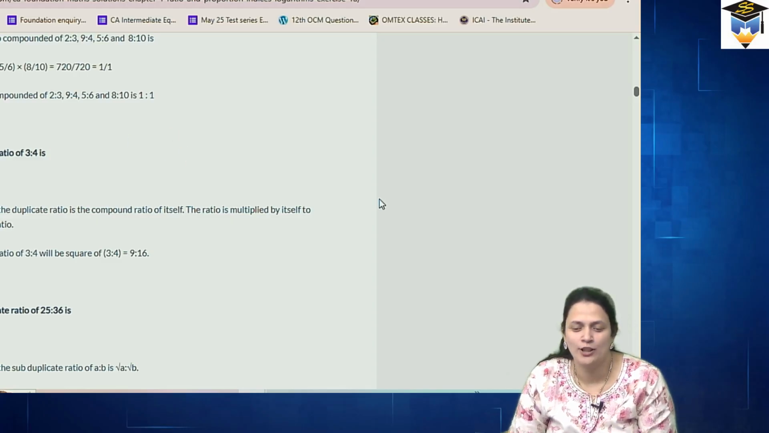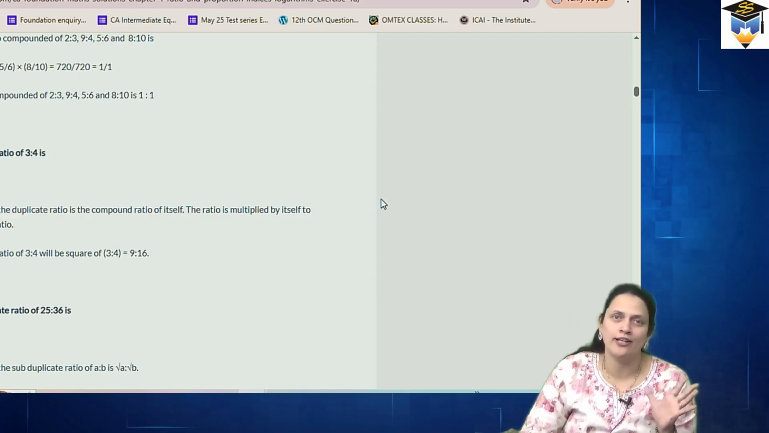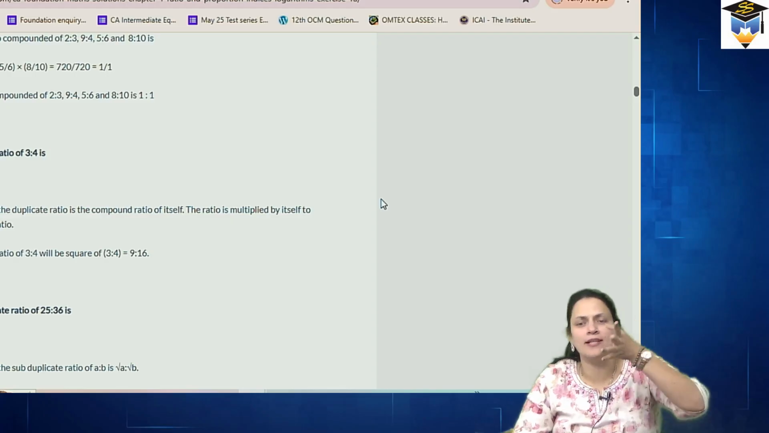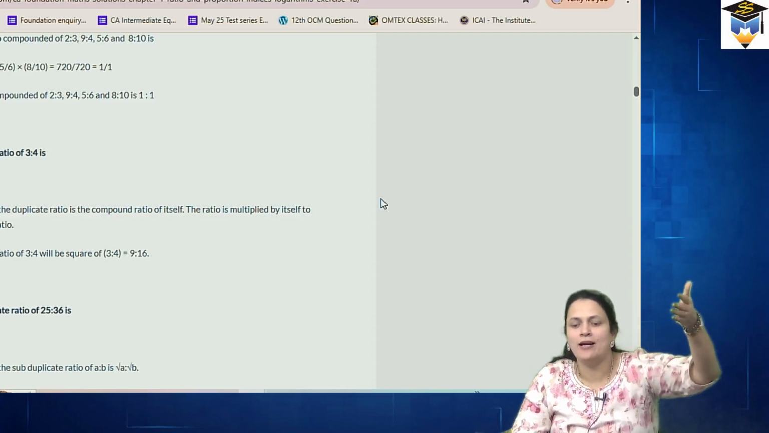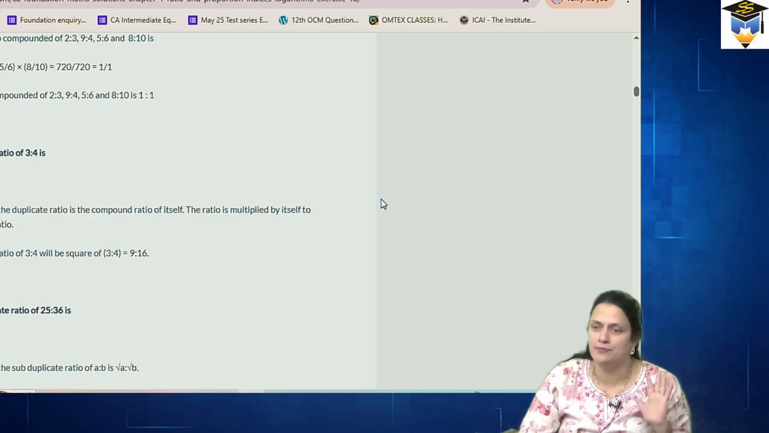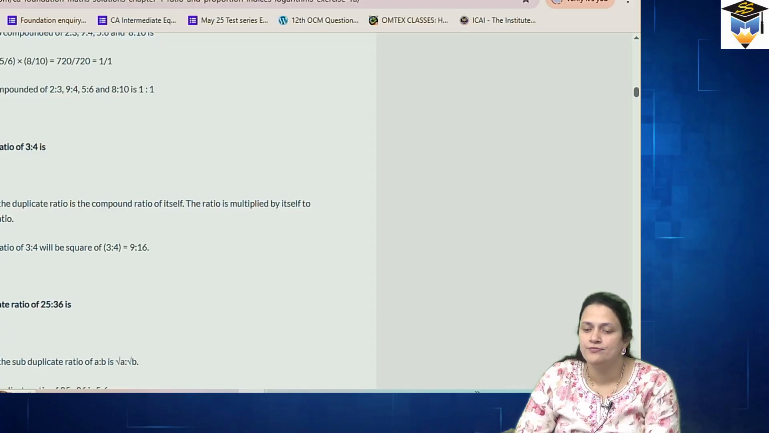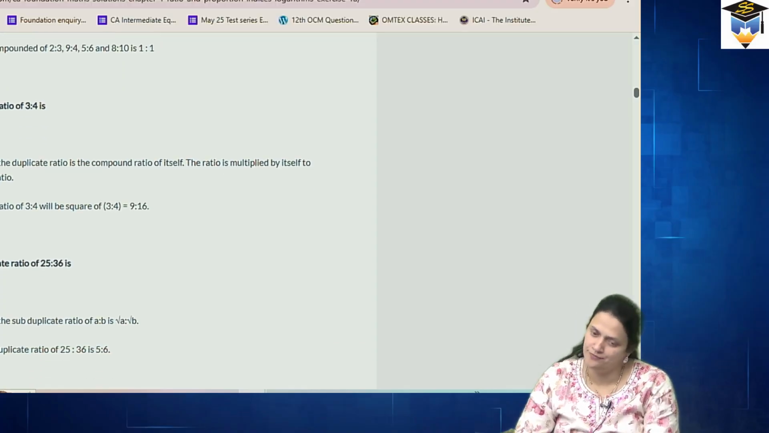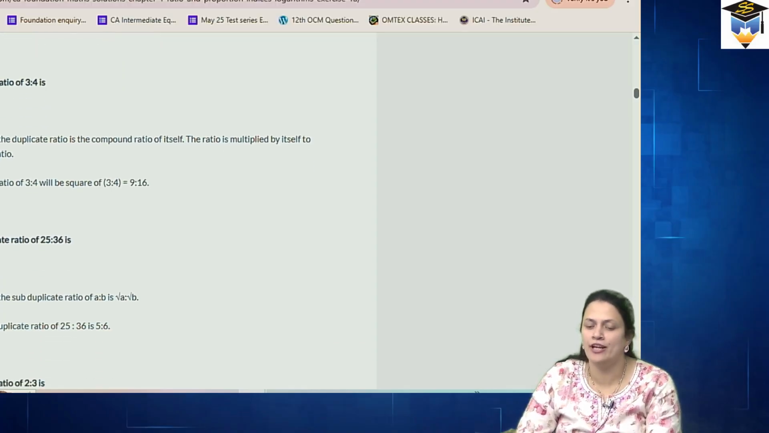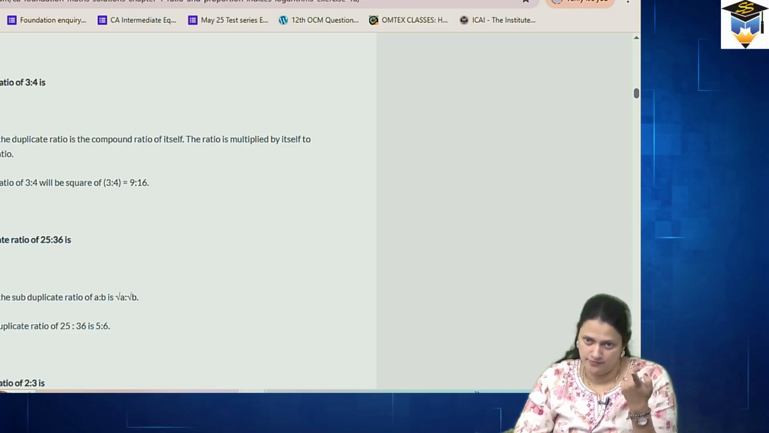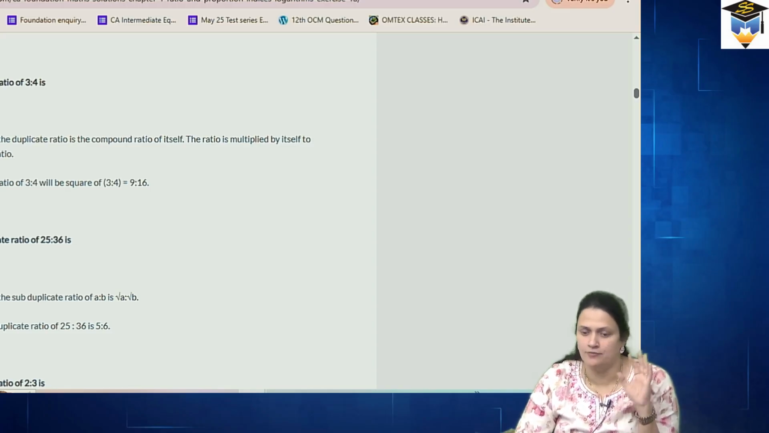Okay, so now duplicate ratio of 3:4. Whenever a duplicate ratio is there, you have to multiply by the same ratio again. So 3/4 into 3/4, that is 9/16. That is duplicate. Sub-duplicate ratio: square root. So what is the square root of 25? 5. Square root of 36? 6. So 5:6. Option D for the sixth sum. Option D.